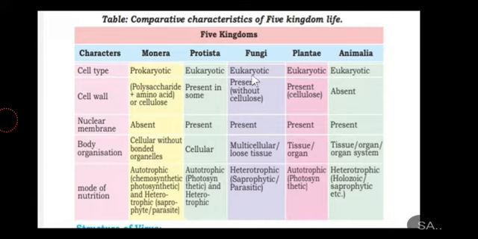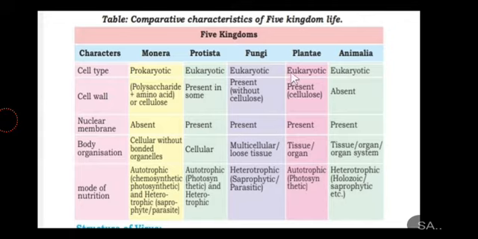And here in fungi eukaryotic cells are found, and the cell wall is present, and it doesn't have cellulose in it. Instead it has got chitin. Nuclear membrane is present since it is a eukaryote, and body organization is multicellular, and its body is formed with loose tissue. Mode of nutrition is heterotrophic, so mostly they are saprophytic or parasitic. Saprophytic fungi are those that feed on dead organic matter, while parasitic ones just absorb the food from the host body.